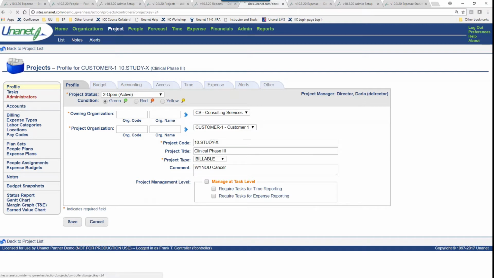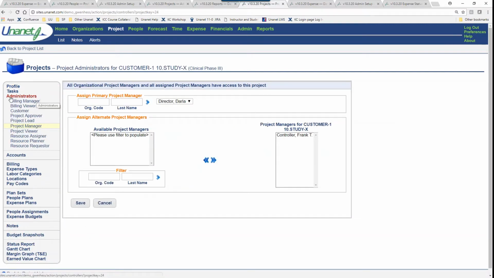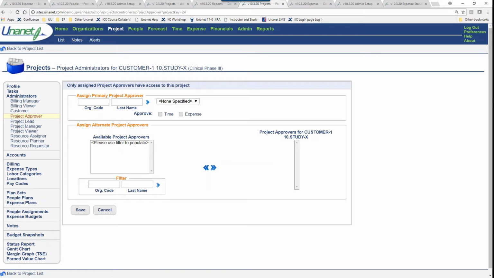But if you wanted that, in the administrator grouping on this left navigation panel of a project, again, you'd have to be an administrator or project manager to come in here and make these decisions. You could select someone to be a project approver, select them here, and then state whether they are going to approve time or expense or both. So you do have the option of having a project level approval as well.